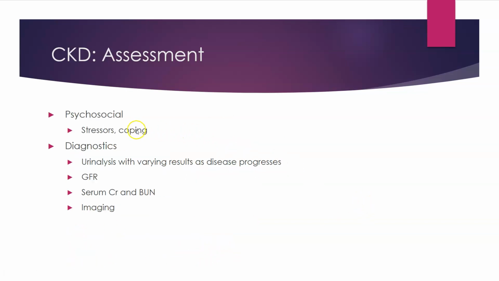Psychosocial, there's a lot of stressors involved with this about quality of life and next steps and what am I going to do. So the stressors in coping with this can be very significant. Diagnostics, UAs, can track the disease progression, especially when we're talking about glomerular flow rate. We can look at serum creatinine, BUN, trying to look at what the output is and how the filtering is going. And then, of course, imaging with ultrasound, CT, MRI, etc.